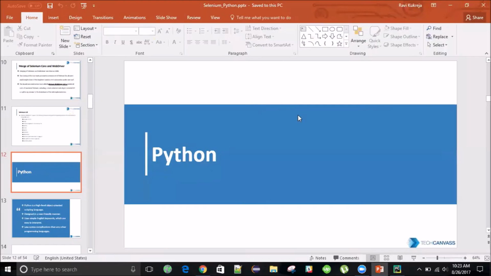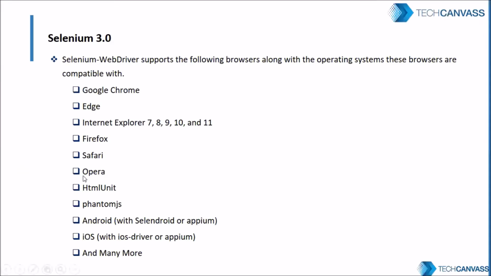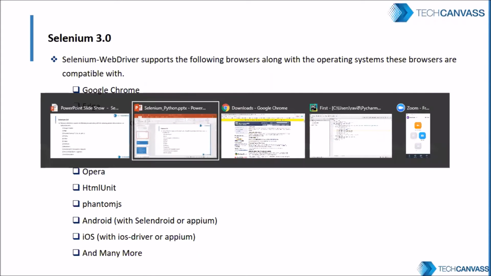Apart from supporting browsers, it also supported a headless browser, which is HTML unit. In a headless browser, your automated tests are executed without launching the browser, based on the document object model or DOM. It also supported mobile operating systems like Android with Selendroid or APM. It also supported iOS for iOS based phones, iPhone, iPad, etc., using iOS driver or APM.